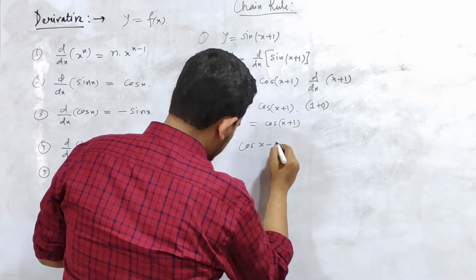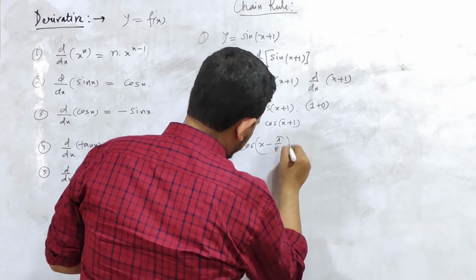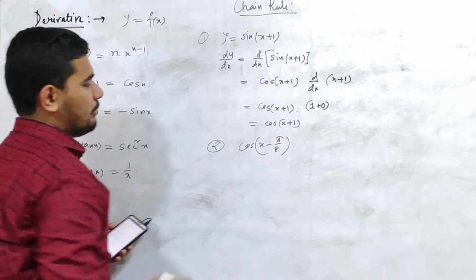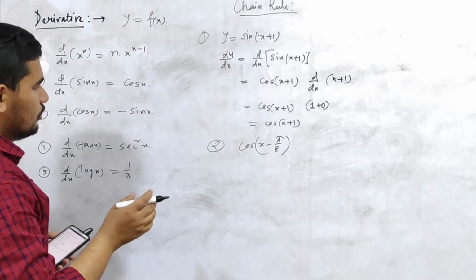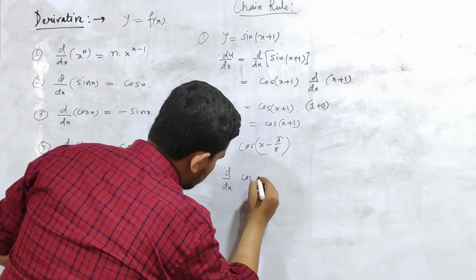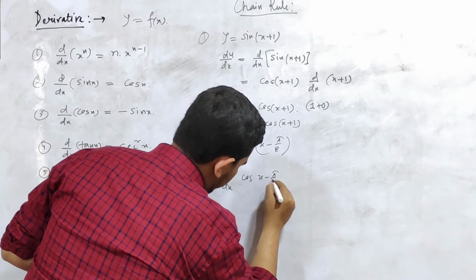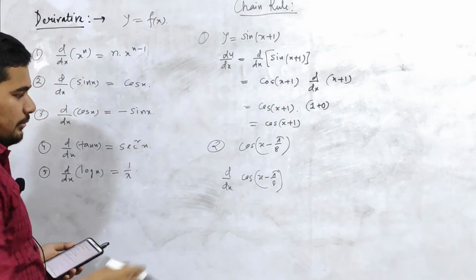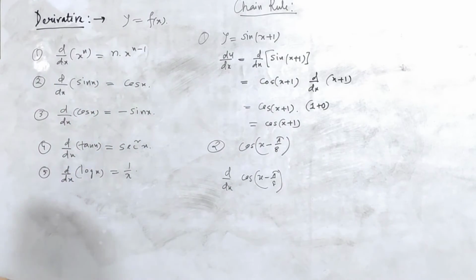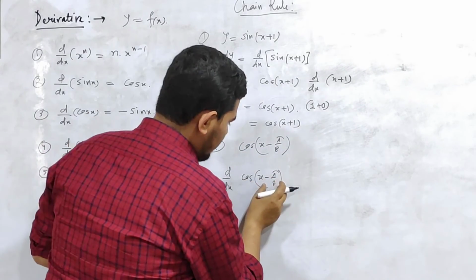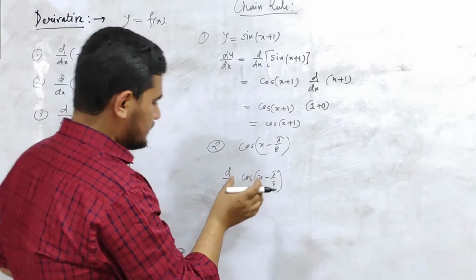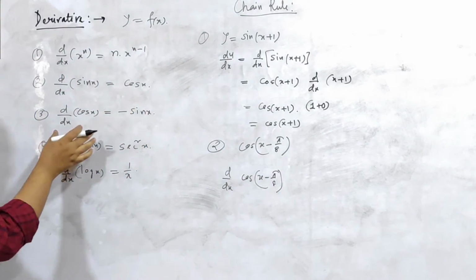Cos of x minus pi by 8. So here again I am having cos of x minus pi by 8. So I am going to write d by dx of cos of x minus pi by 8. When I am writing cos of x minus pi by 8, what I am going to think in my mind is that x minus pi by 8 is only x, such that I can use this formula.